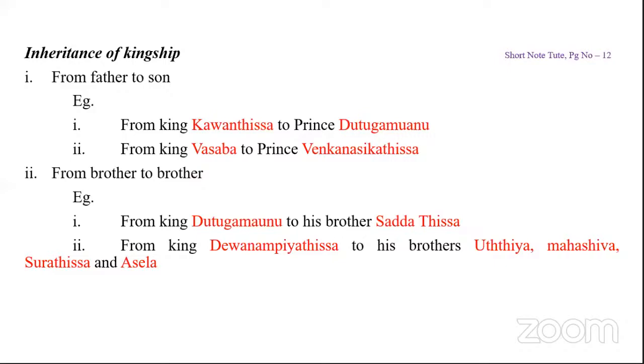So this time now, see, Dutugamana was having a son. Dutugamana's son was not given kingship because he married a girl belonging to a lower caste. Devanampiyatissa did not give the kingship to his own son, because his son had fled in fear of death to southern Sri Lanka and got the kingship. So he gave the kingship to his brothers Uttiya, Mahashiva, Suratissa and Asela.